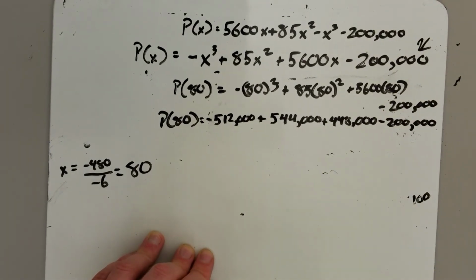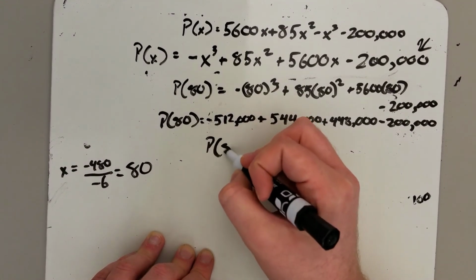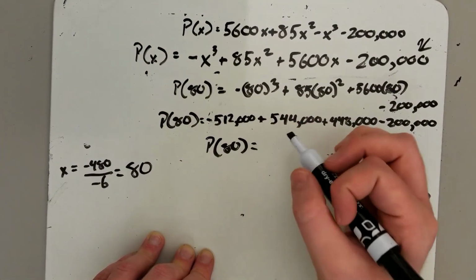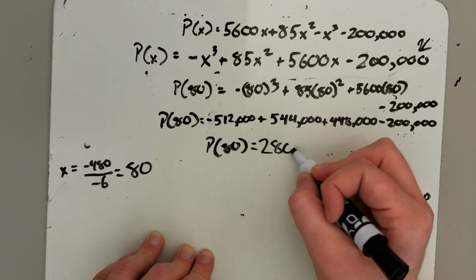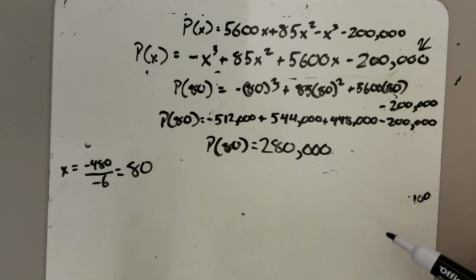So then let's go ahead and just do this. You could have plugged this all into your calculator at one time. I'm doing this in anticipation that you guys don't have a calculator. And your final answer, P of 80, would equal $280,000. Okay, so that's your final answer.